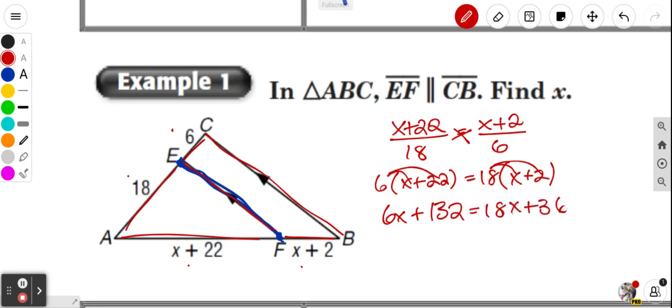So then to solve for x, I'm going to subtract 36. So that's going to be 96. Whoops. And then subtract 6x. So that's going to be 12x. So then you're going to get x is 8 here.